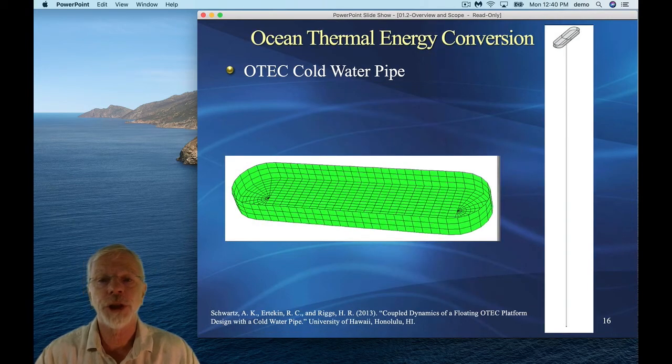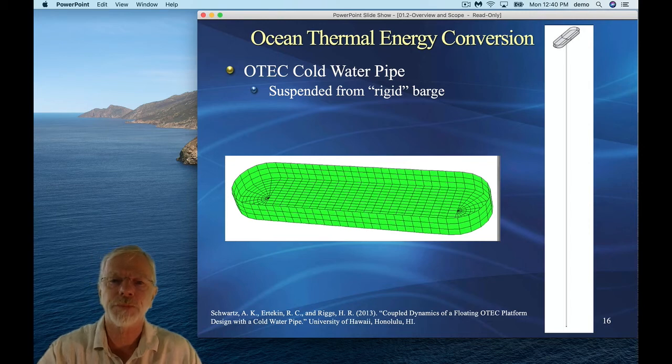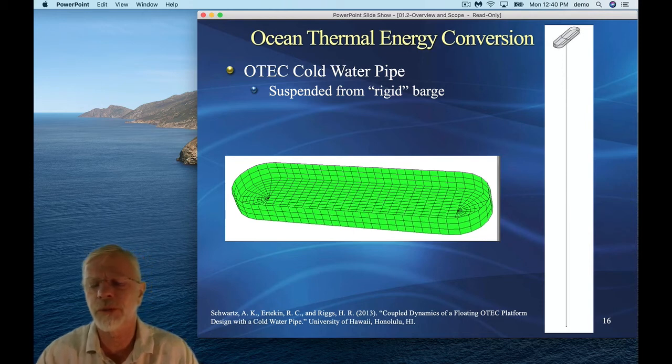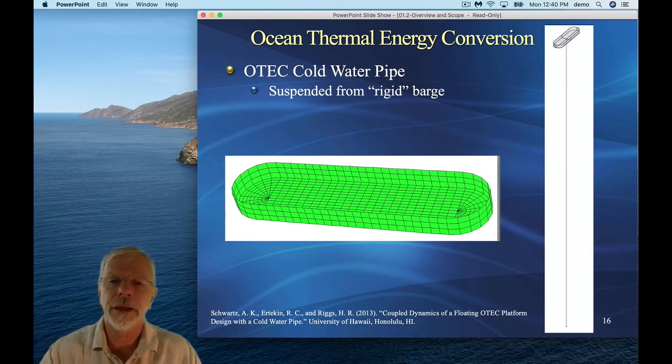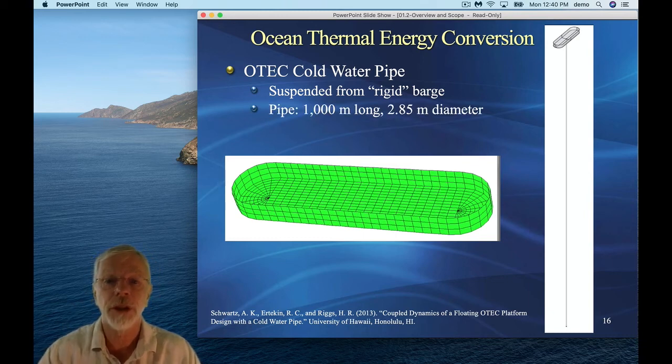Ocean thermal energy conversion is another potential application because it involves a very, very large diameter cold water pipe. Typically the structure on top probably could be considered rigid. It's certainly in this analysis, it's discussed in this reference, it was considered rigid, but then hydroelasticity was used for the pipe. So in this application, this so-called cold water pipe, it brings cold water up from deep water, and because of the volumes involved, it's a relatively large diameter, in this case almost 3 meter diameter and 1,000 meters long.